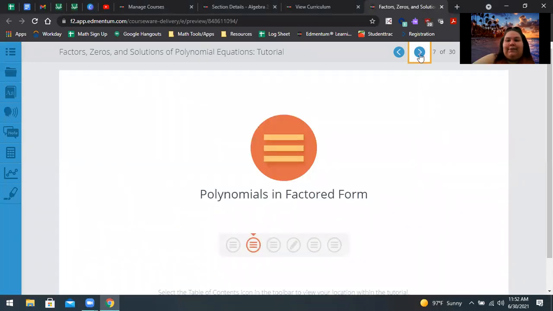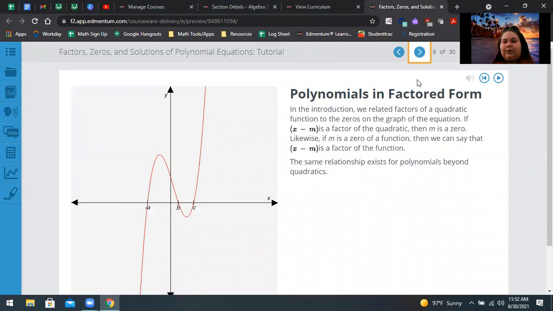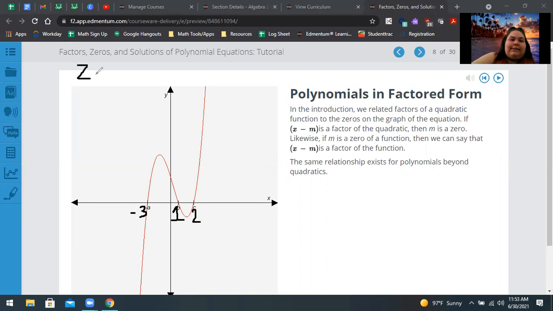So polynomials in factored form. We're going to look at strictly factored form. The idea here, if you don't mind, I'm going to give you an example of what we're going to be seeing. Instead of this saying A, B, and C, let's just say that this is -3, this is +1, and this is 2. So if I tell you my zeros are -3, +1, and +2, how would I write this in factored form to form my polynomial?